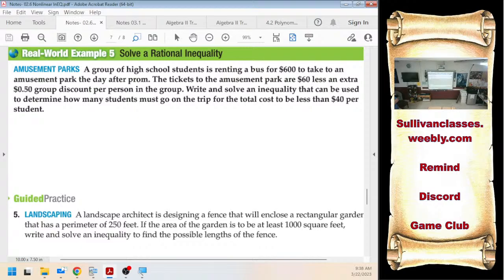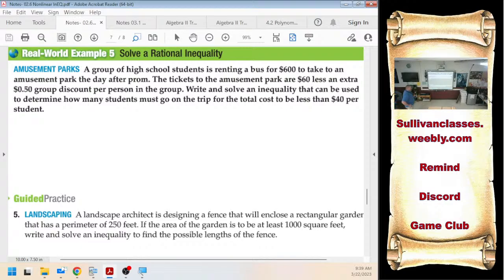Okay? What they're not saying in this problem, and they're just kind of assuming that you get this, is when the group of high school students is renting this bus for $600, they're splitting the cost. So it's $600 divided up among how many kids are going to go. Write and solve an inequality that can be used to determine how many students have to go on the trip for the total cost to be less than $40 per kid.